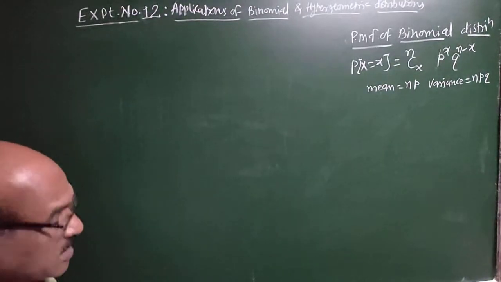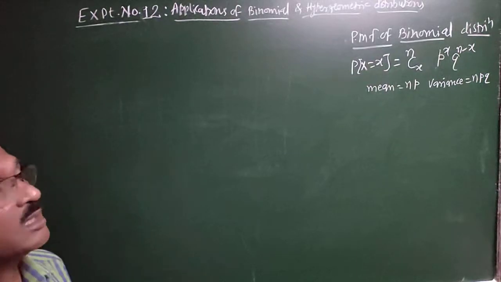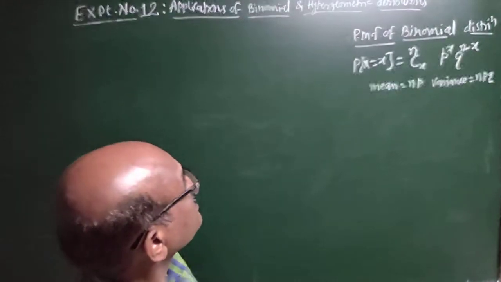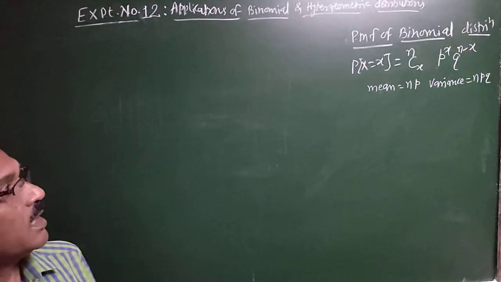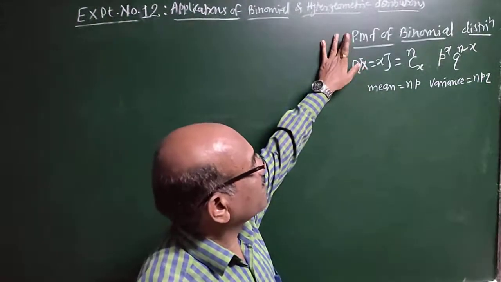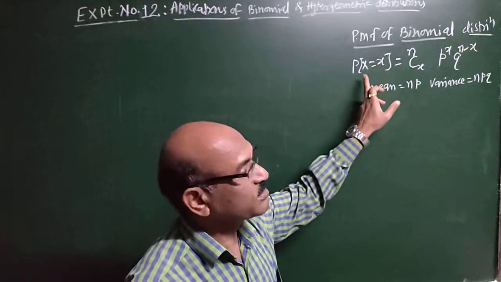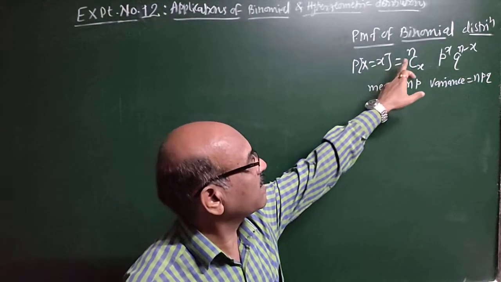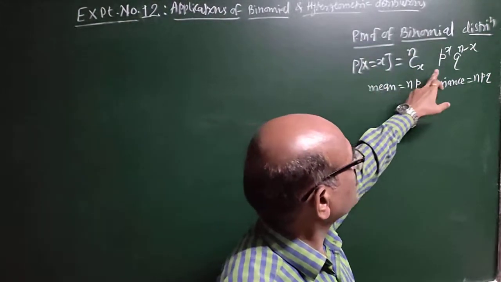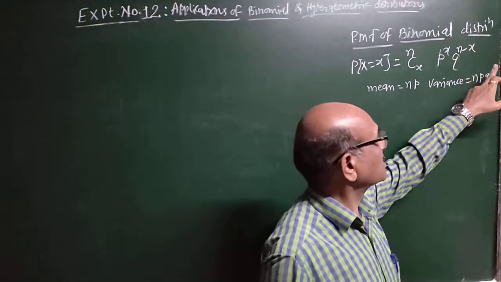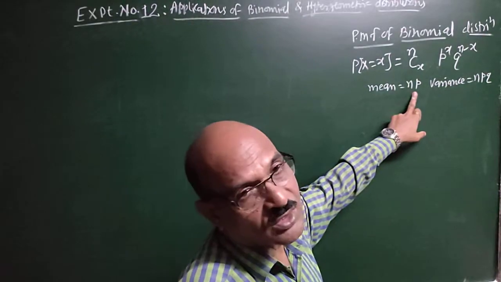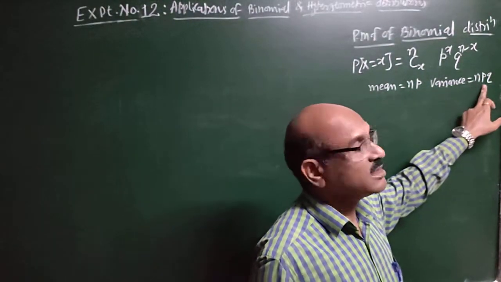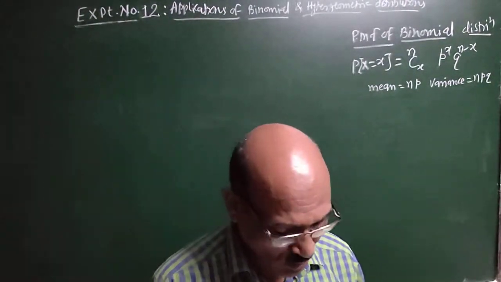Good morning. Today we are going to deal with practical number 12, that is applications of binomial and hypergeometric distribution. As we all know, the probability mass function of a binomial distribution is given by P(X = x) = nCx p^x q^(n-x). X will take values from 0 to n, and the mean of the binomial distribution is np and variance is npq.